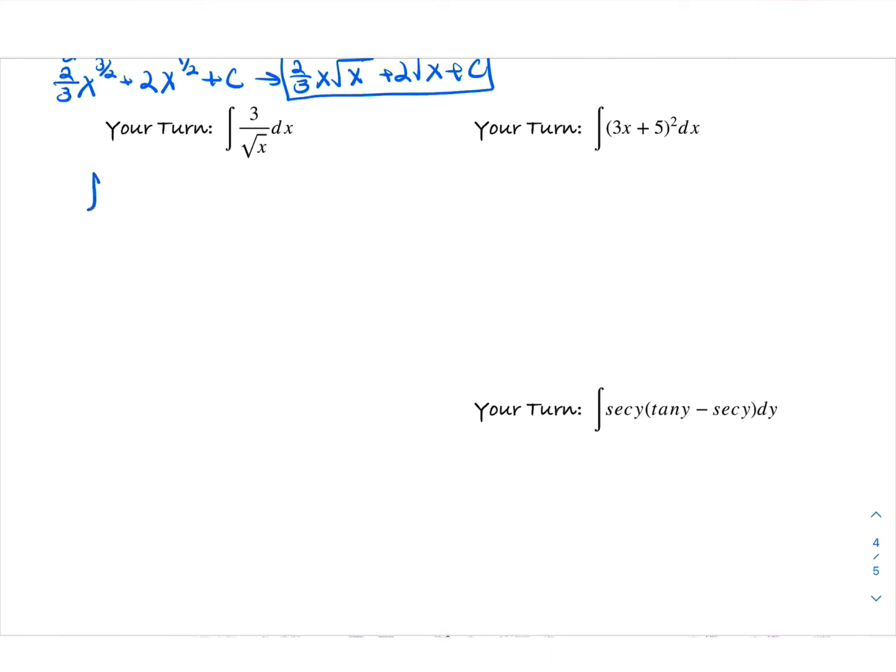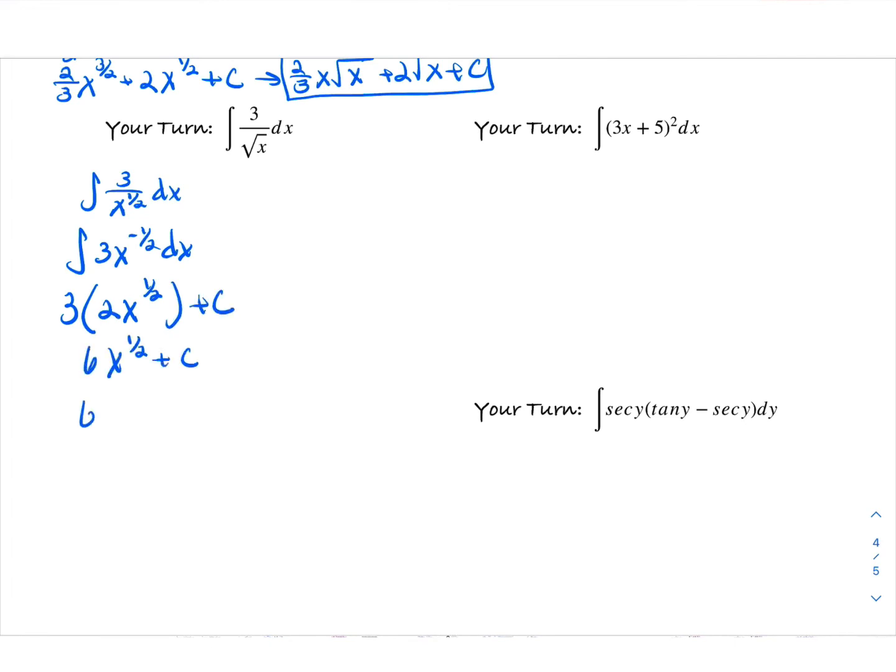Okay, for this first one, we're going to start by rewriting the square root of x as x to the 1/2. Then we're going to get rid of our fraction, our quotient, by bringing the x term up and making it a negative 1/2 power. Then I'm going to use the power rule by adding 1 to my exponent. And simplifying down, I get 6x to the 1/2 plus c, or 6 square root of x plus c as my integral.